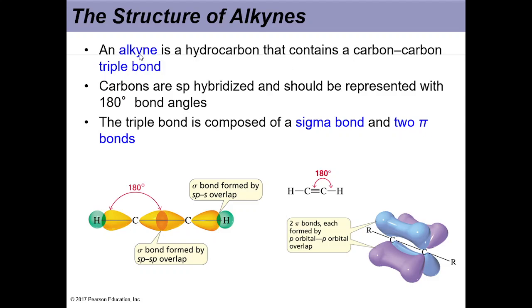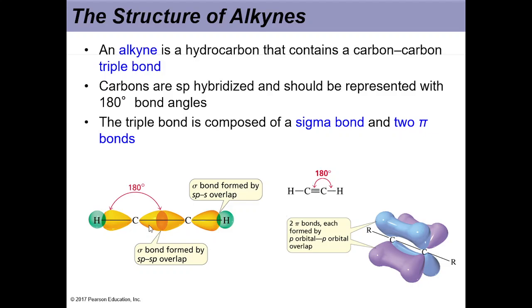The name will usually be given a -yne ending suffix. The triple bond between two carbons is usually between two sp hybridized carbons, meaning the carbon has two sp hybrid orbitals and two unhybridized p orbitals. The triple bond is composed of a sigma bond, which is a single bond, and two other pi bonds. So a total of 3 bonds. Because of the linear geometry, the sp carbon usually possesses a 180 degree bond angle.